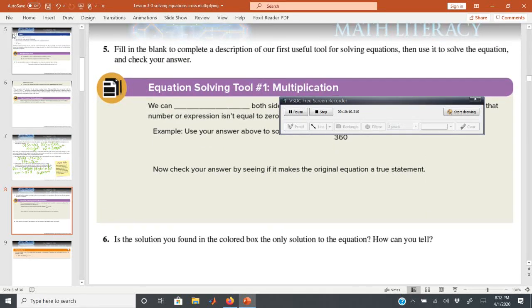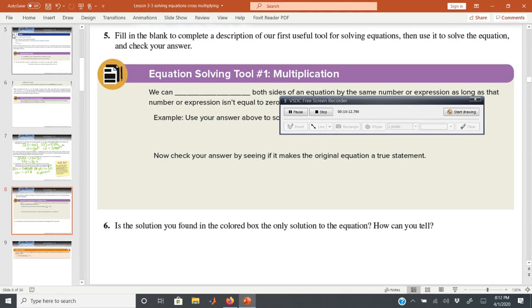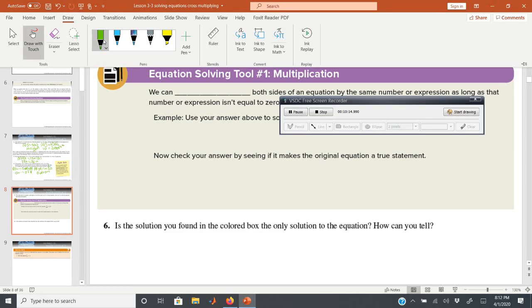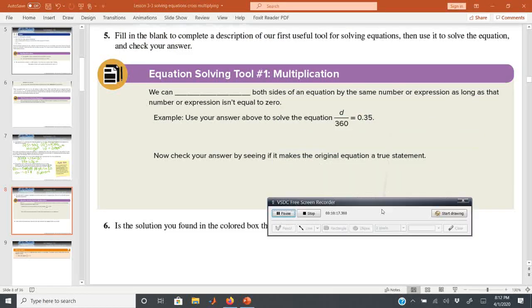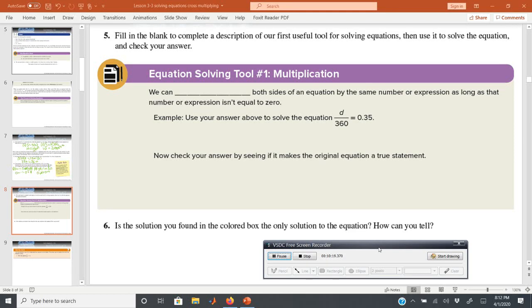So multiplying by 0, you lose part of the information that you had in the original equation. So when we talk about multiplying both sides by the same number, we don't really get any information from that if that number is 0. If we multiply both sides by 0, we basically lose any information that we would have had. Restart the video once you've answered question 5.